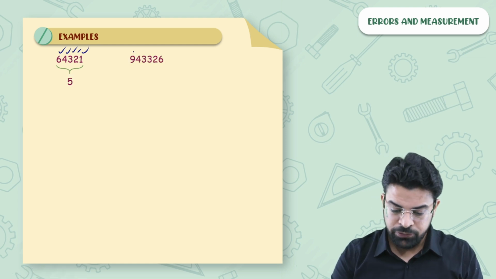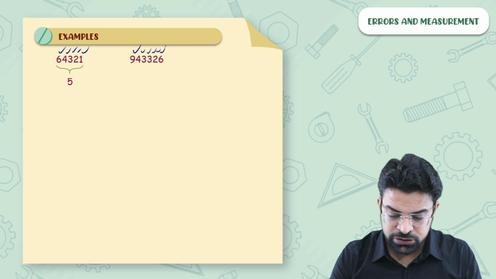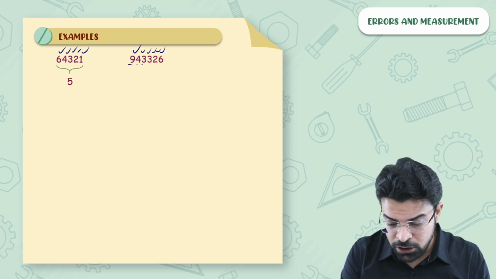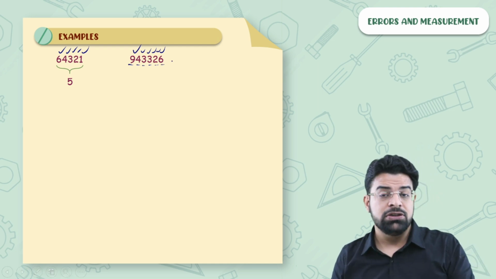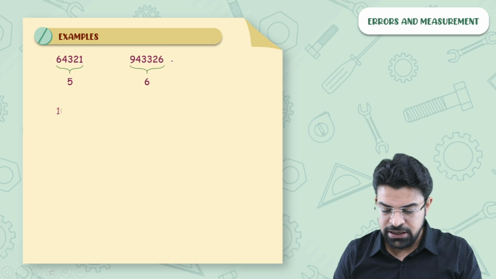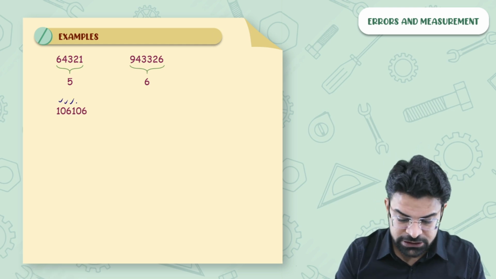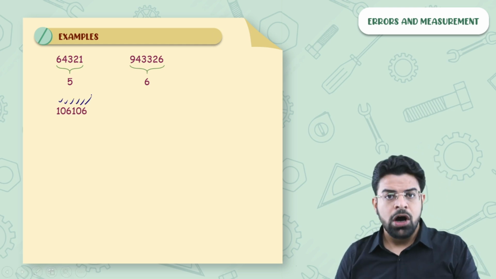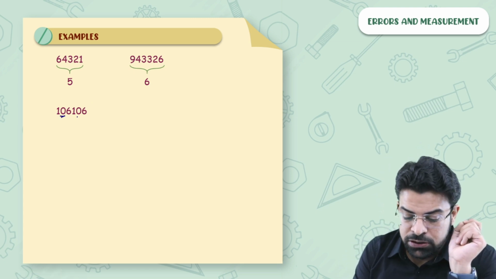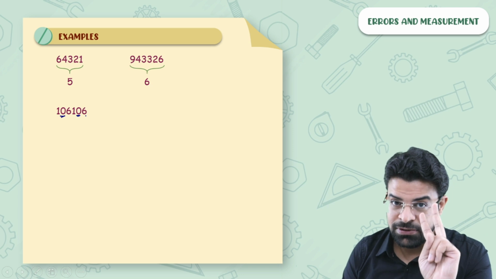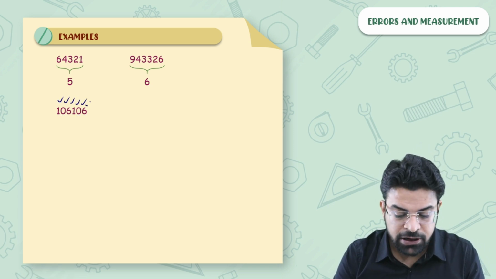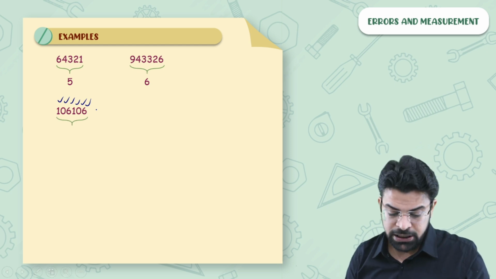Next example. 943326. Sir, all the non-zero digits are significant. And here you have got 6 non-zero digits. So the number of significant figures will be 6. Next example. 106106. How many significant figures are there? You will say, sir, the zero trapped between two digits is significant. So here all the 6 are significant. Hence the number of significant figures will be 6.